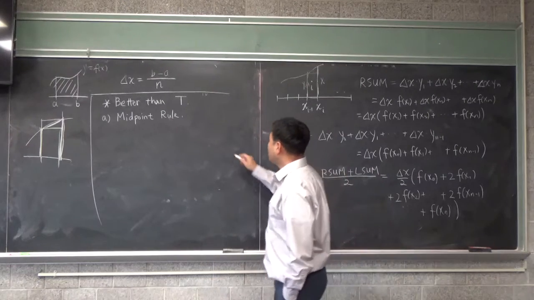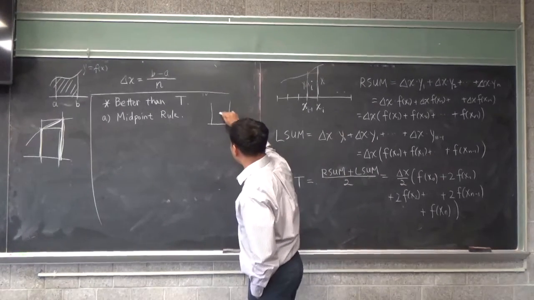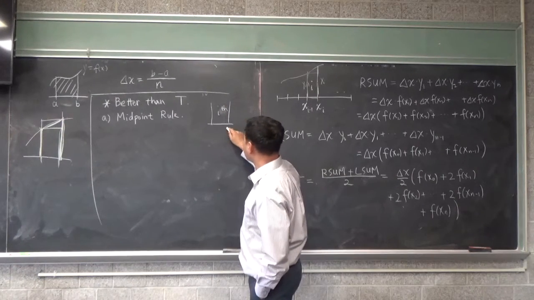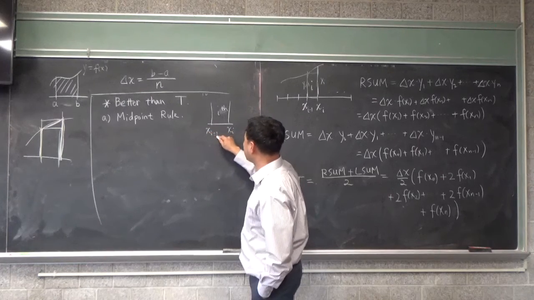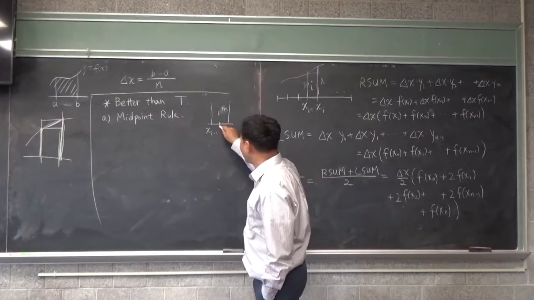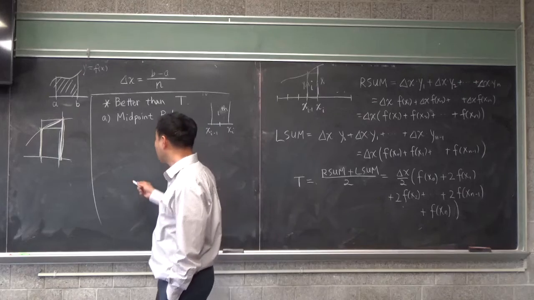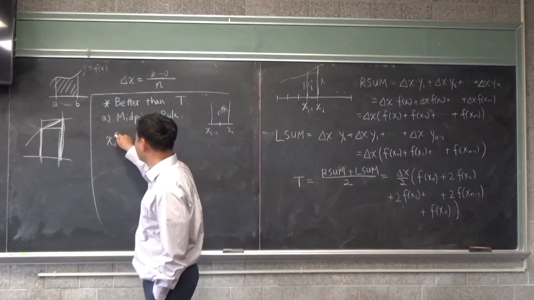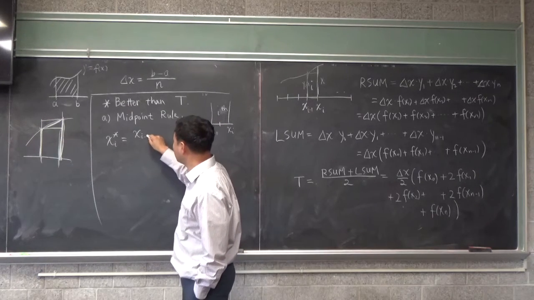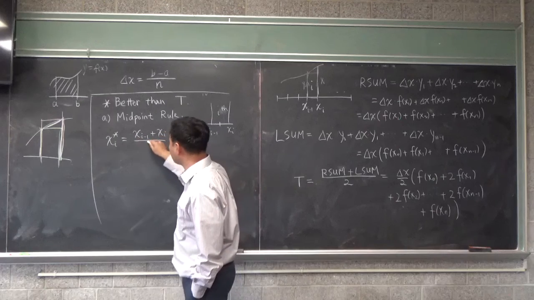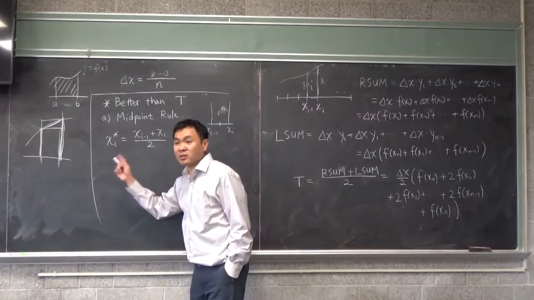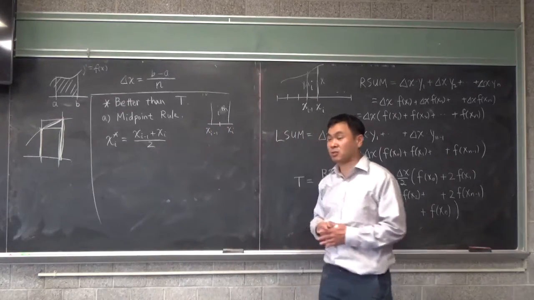And what we do is, remember the ith construction site has xi on the right side and xi minus 1 on the left side. And the midpoint rule simply uses the midpoint of the 2. How do you get the midpoint of 2 given points? The average is the midpoint. Okay? You take the average, add the 2 numbers, and you divide by 2. That's the midpoint. Okay? Xi star. We're going to denote it as star, and Xi star is the midpoint of the ith construction site.